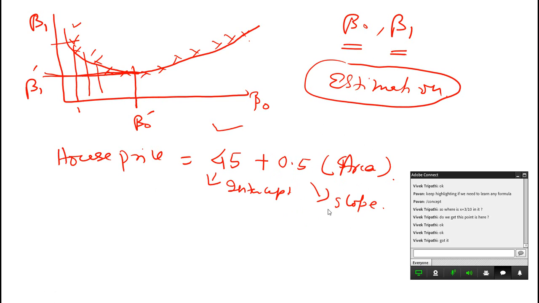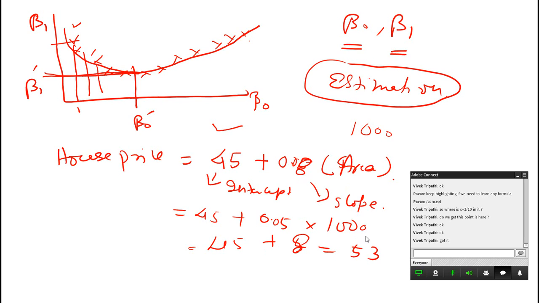Now, if somebody says that the house that I am going to purchase is 1,000 square feet, what could be my price? 45 plus 0.5 into 1,000, right? It should be 0.05, okay. So 45 plus 8, something like 53. The house price is not coming out accurate as such, but you will get 53 as the final price. So now, given area, you'll be able to find out my house price.